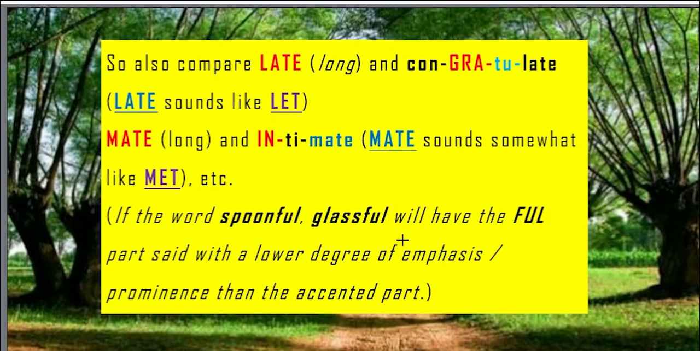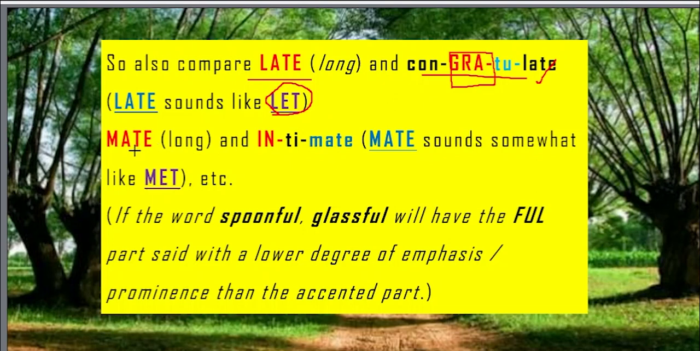Now, here we have another example, late. We say, don't come late to office. Don't go late to school. Late. But here, congratulate. I congratulate you. It's not late, it's late. Congratulate. Why? Because this was the accented syllable, gra. Gra was the accented part. So when this is unaccented, we shorten it and say congratulate.